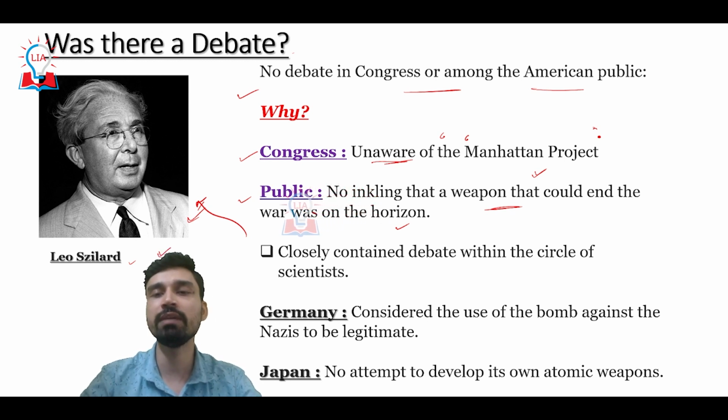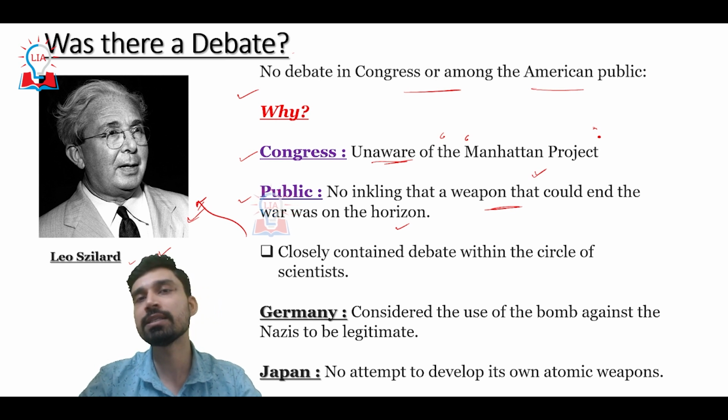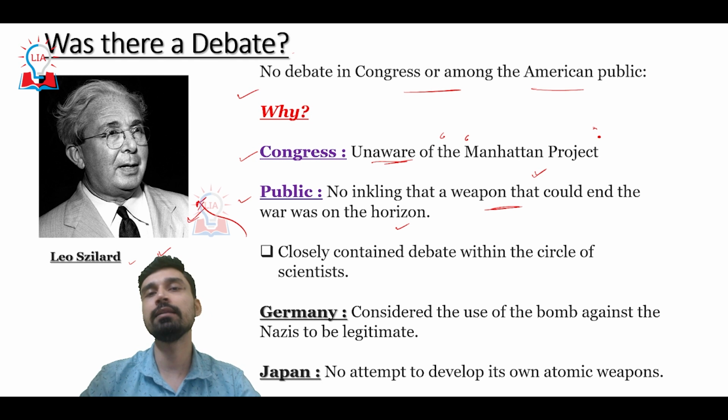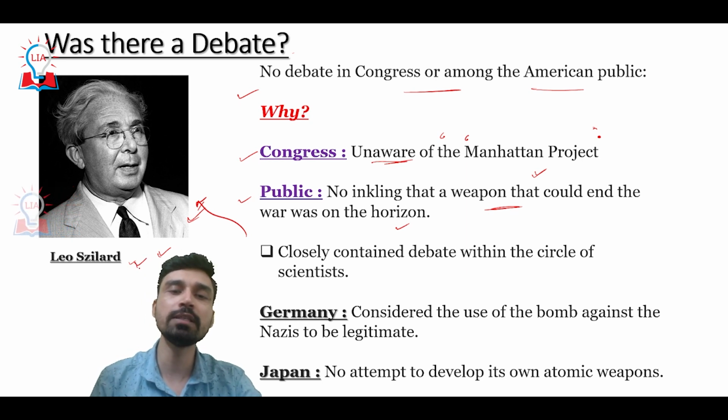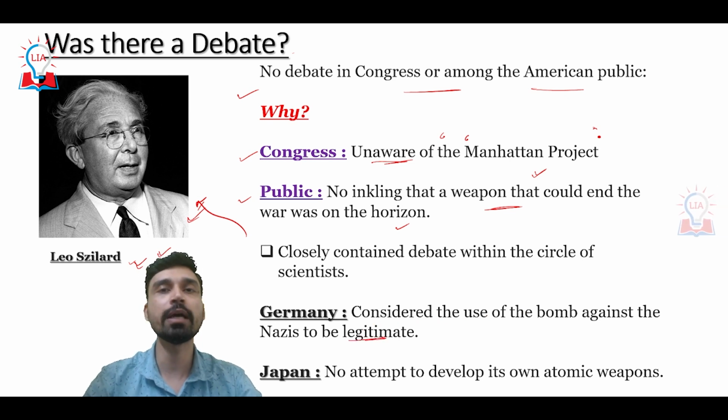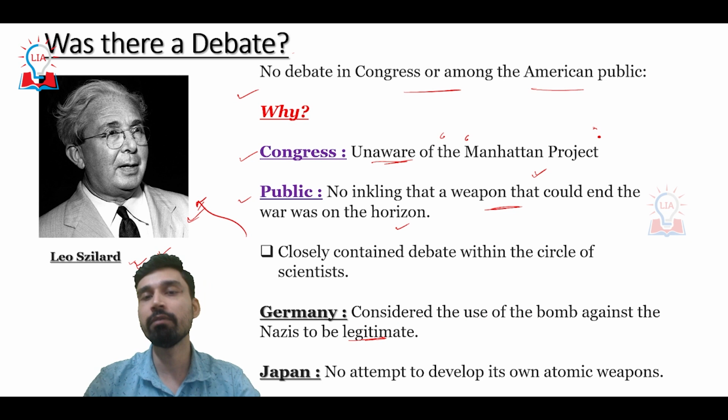And the reason behind this was very, very simple. Leo Szilard and his fellow scientists believed that Germany was trying to develop atomic weapons, and before Germany could develop an atomic weapon, it was essential for the United States to develop it and use it on Germany. Thus, from the viewpoint of these scientists, they considered Nazi Germany to be a legitimate target if the US ever had to use the atomic bomb.